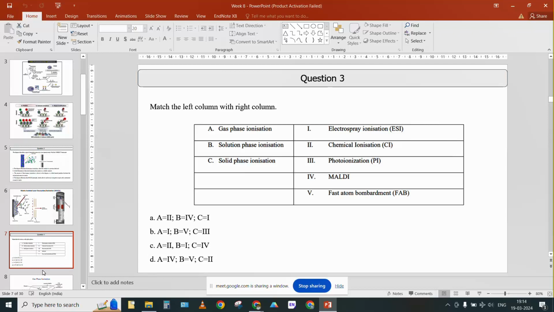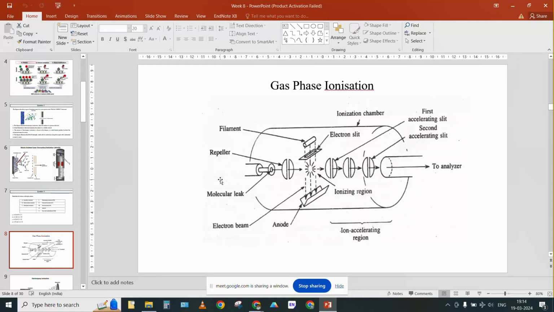So the first term here is electrospray ionization. It is a technique. I'll start with gas phase ionization first. Gas phase ionization refers to the process of converting neutral gas molecules or atoms into ions by gaining or losing electrons. This phenomenon commonly occurs in environments where gases are present, such as the Earth's atmosphere or in laboratory conditions within a vacuum chamber. Gas phase ionization can happen through various mechanisms, including electron impact ionization, chemical ionization, or photoionization. And there are three: electron impact ionization, chemical ionization, photoionization.